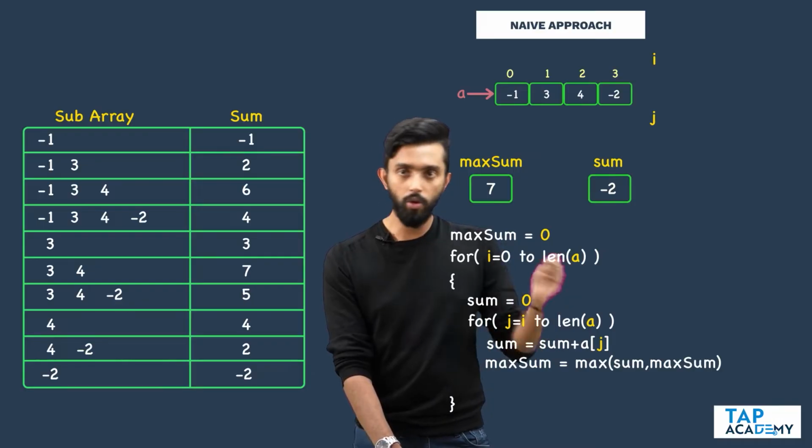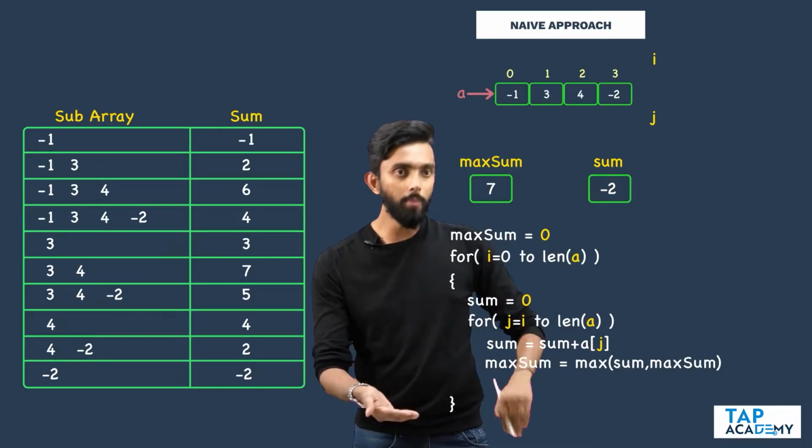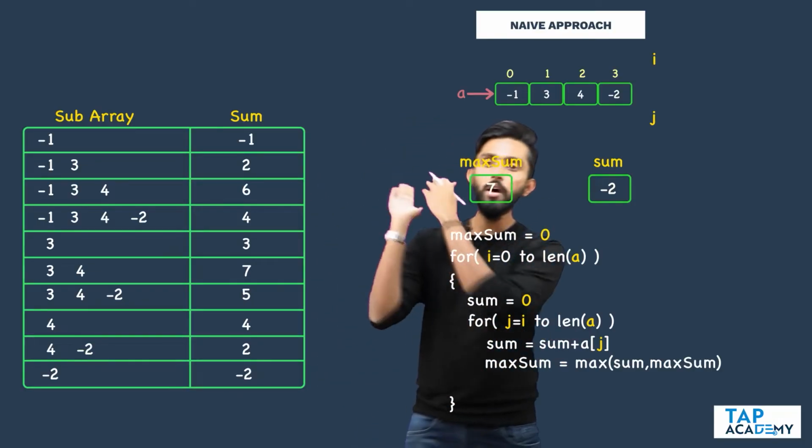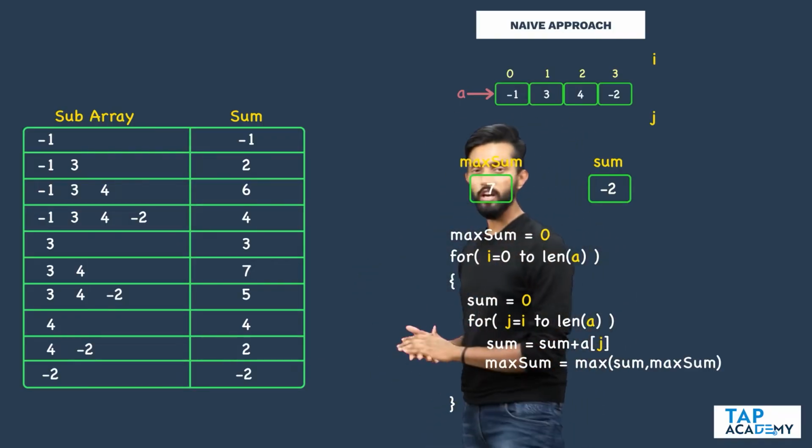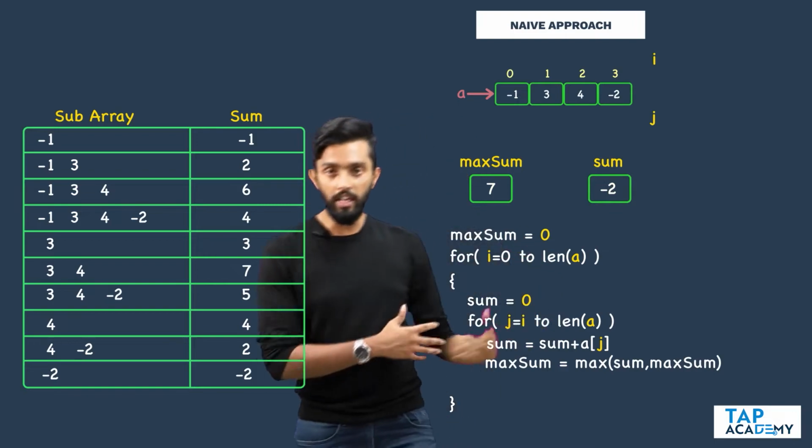This loop keeps going on, going on, going on. When you come outside, whatever is the value of maxsum, return it. I hope you are able to understand. So this is quite straightforward. This is our naive approach.